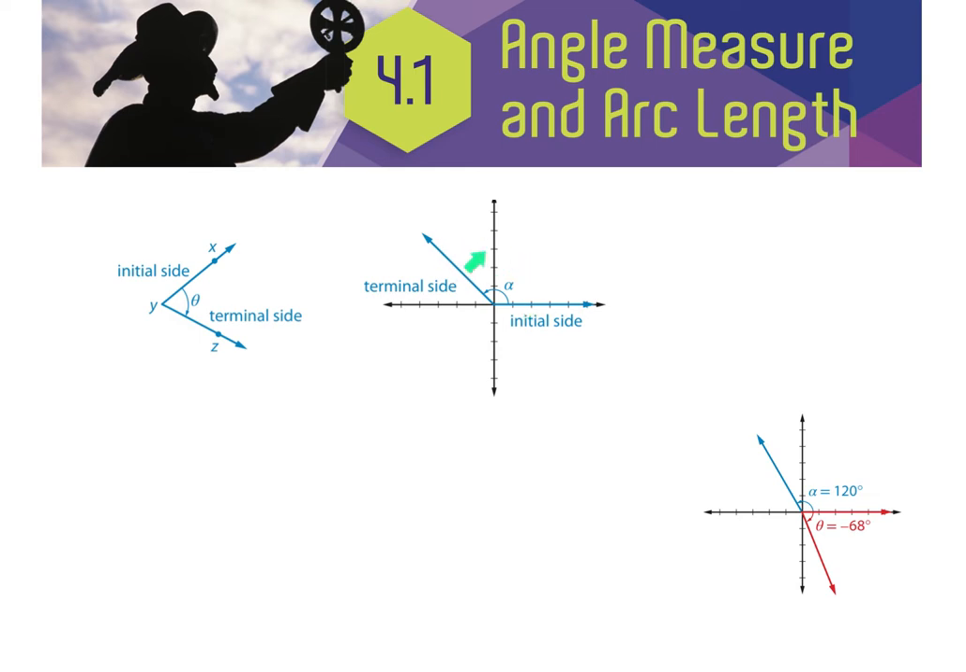So clockwise is going to be your positive direction. Counterclockwise is going to be your negative direction. So like from here, if I did 120 degrees, I would assume I'm going counterclockwise 120 degrees. If I said negative 68, I would assume I was going clockwise, negative 68. So counterclockwise, positive, clockwise, negative.